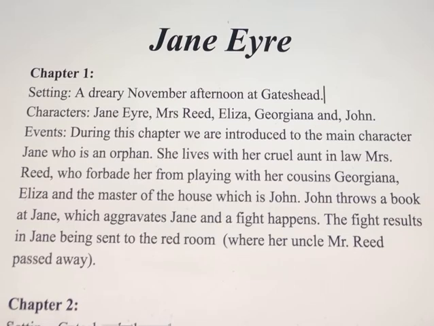Now we have chapter 1. So in chapter 1, it's a dreary November afternoon at Gateshead. Gateshead is where Jane lives currently. So during this chapter, we are introduced to the main character Jane, who is an orphan. She lives with her cruel aunt, Mrs. Reed, who forbade her from playing with her cousins, Georgiana, Eliza, and the master of the house, which is John. So John's the master because his father passed away.